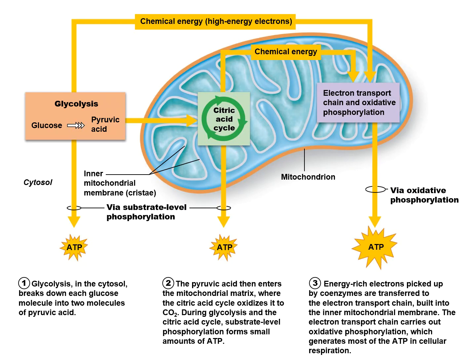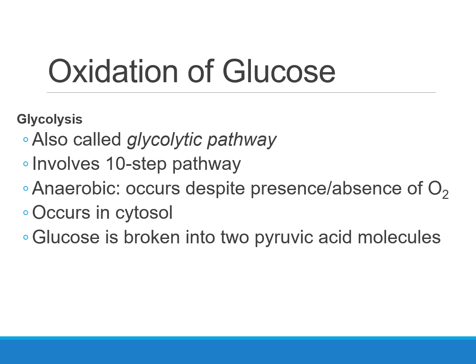Then the products of that, you see the arrow coming off, the energy coming off of that is going to move the order of operations over to the cristae, or the squiggly line of the mitochondria, and enter into the electron transport chain and oxidative phosphorylation. And now we're going to get the biggest bang for our buck. This is where we're going to get the most ATP molecules. Okay? So let's talk about those.